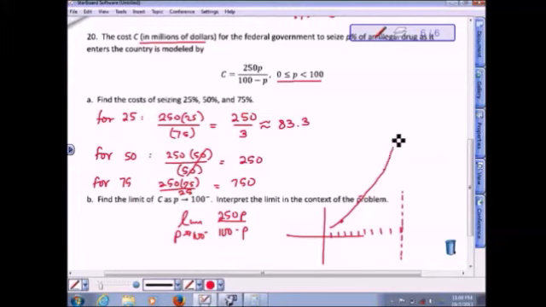So the costs are going to, as the graph approaches this vertical asymptote of 100, where's the graph heading to? And the answer is it's heading to positive infinity. So the answer to this is infinity.